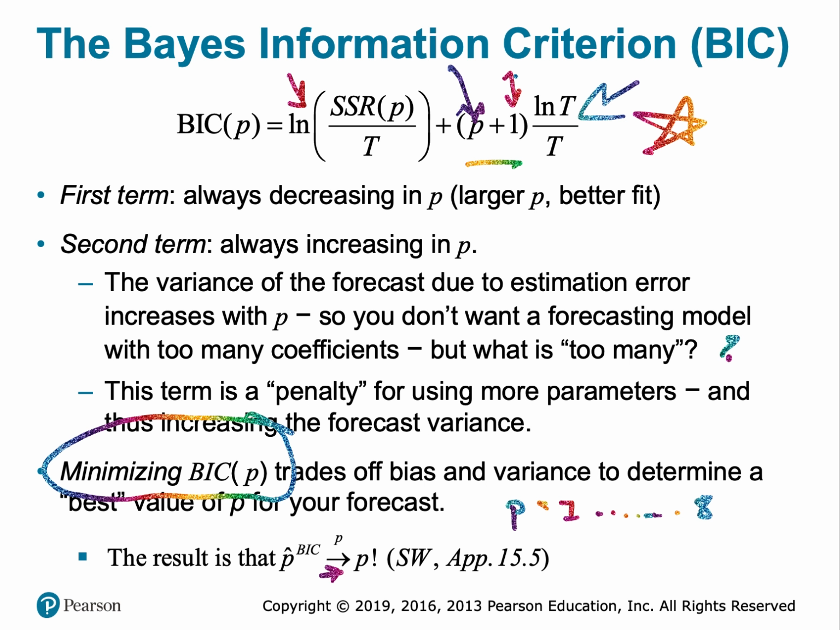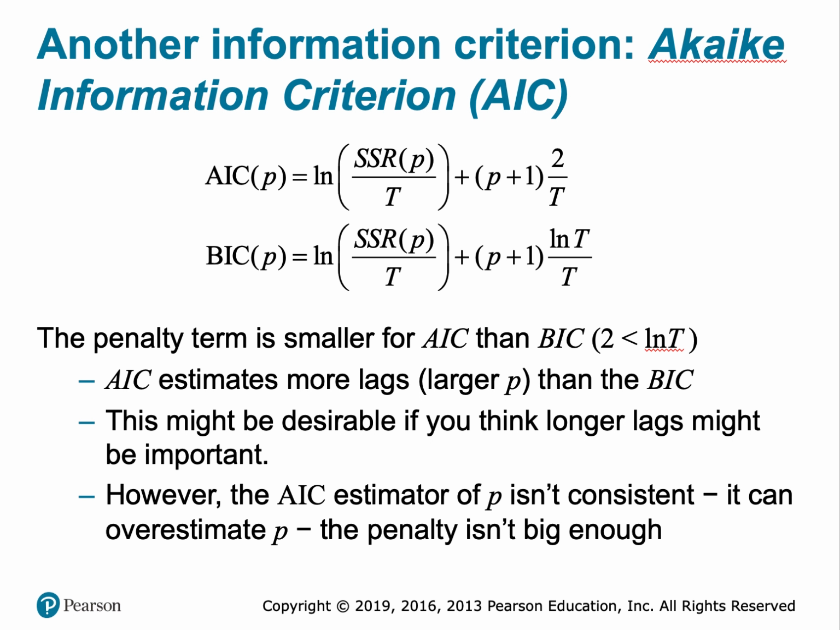Okay? Let's look at the ECO321 information criterion. The ECO321 information criterion is similar to Bayes information criterion. The first term is in fact exactly the same, and in the second term we have replaced natural log of T with 2. Okay, the penalty term is smaller for AIC than for BIC because 2 is less than natural log of T. So AIC tends to estimate more lags or larger P than BIC. This might be desirable if you think longer lags might be important.